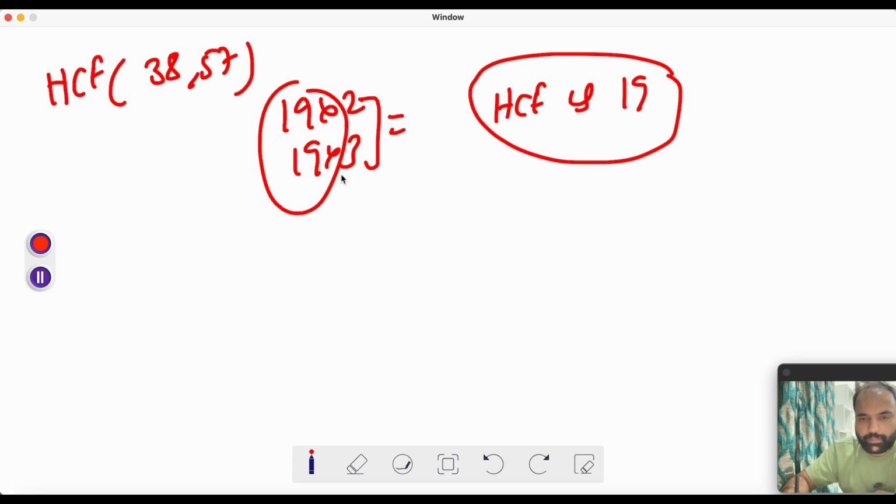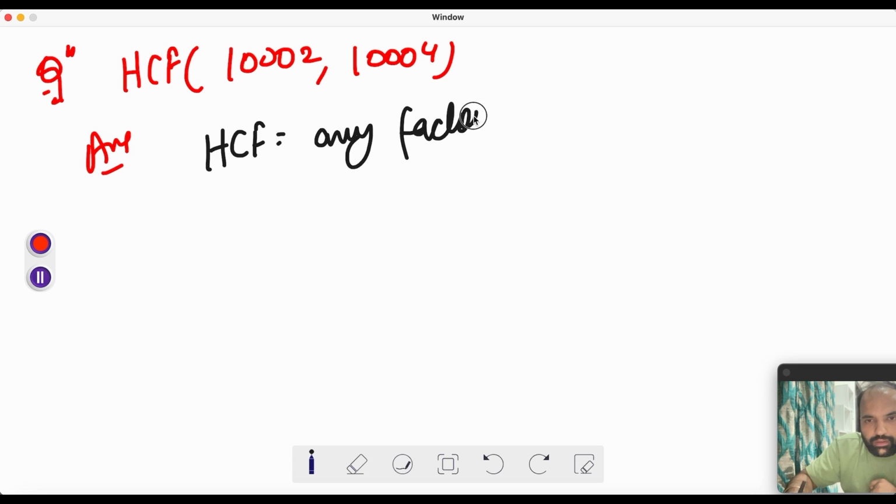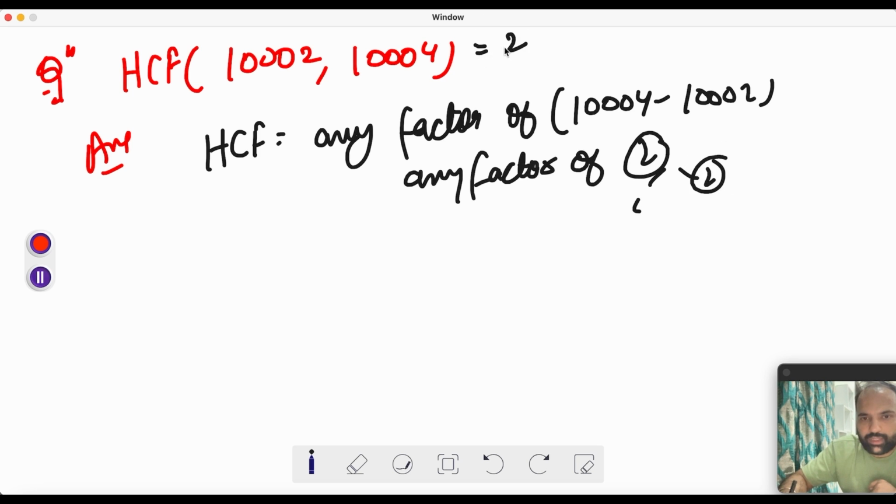Very much simple. Okay, now we'll do another question. Find HCF of these two. Again, we have learned the B minus A method, the difference method, which we studied at the beginning. So HCF would be any factor of B minus A. So it would be 10004 minus 10002. So what we get? Any factor of 2. The factors of 2 are 1 and 2. So 2 would be the HCF.